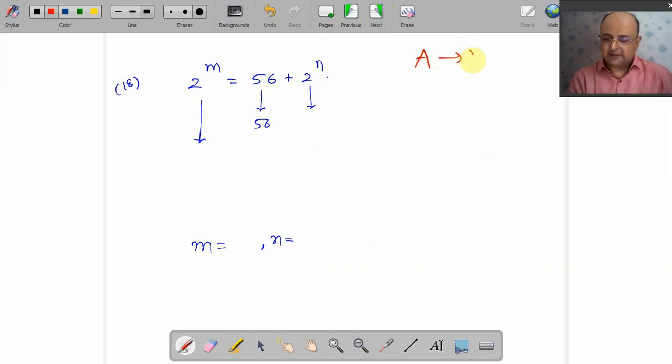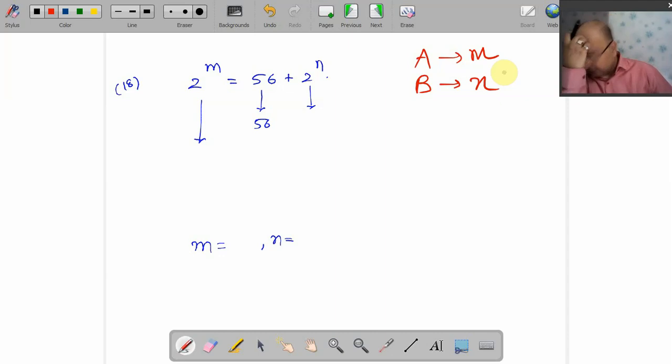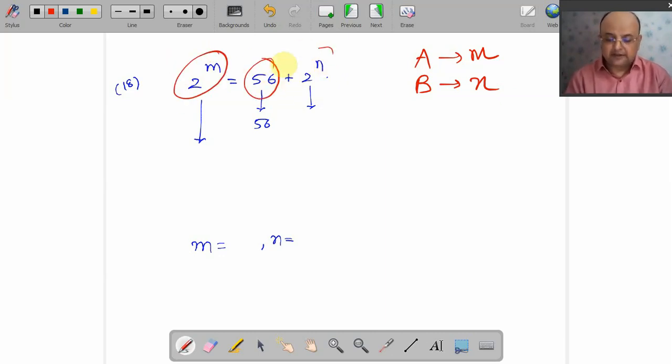A has m elements, B has n elements. Options were given. This was asked in JEE. Believe me, this was also asked in JEE. What is the question? A has m elements, B has n elements, and total subsets of A, that is 2 raised to m, is 56 more than total subsets of B.